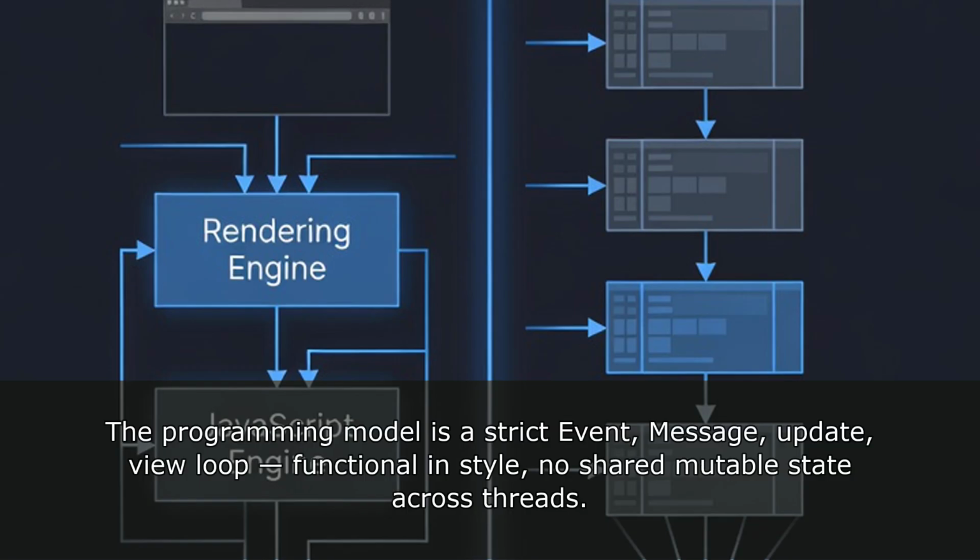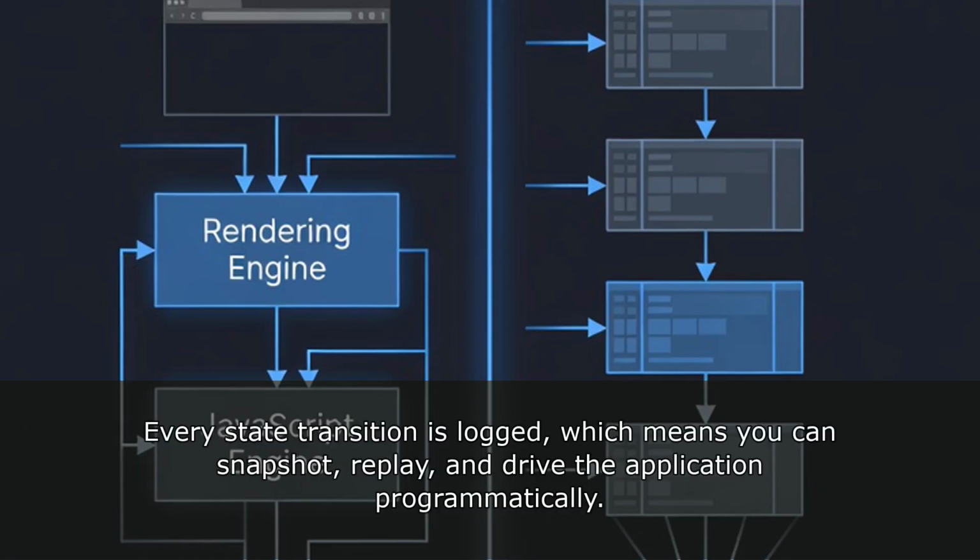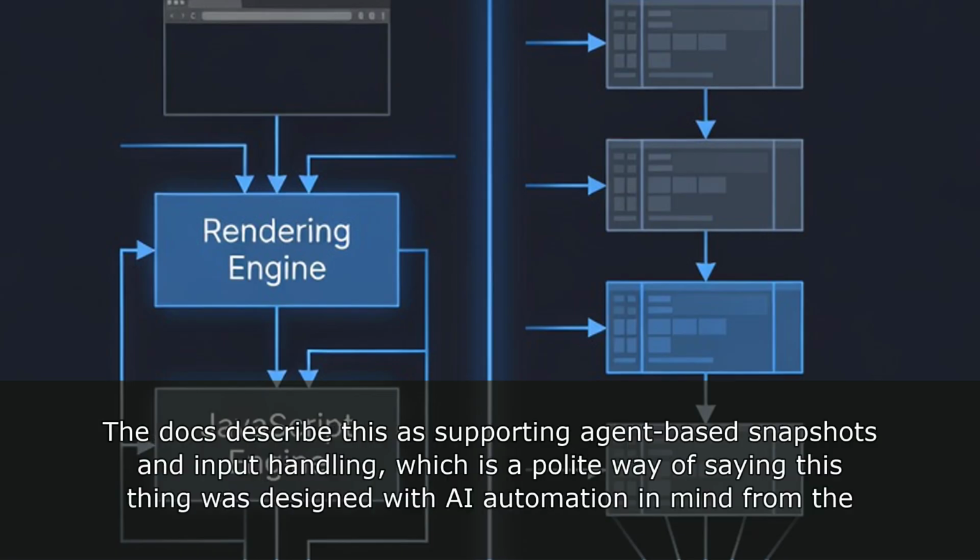That constraint is what makes the deterministic session journal possible. Every state transition is logged, which means you can snapshot, replay, and drive the application programmatically. The docs describe this as supporting agent-based snapshots and input handling, which is a polite way of saying this thing was designed with AI automation in mind from the start, not bolted on afterward.